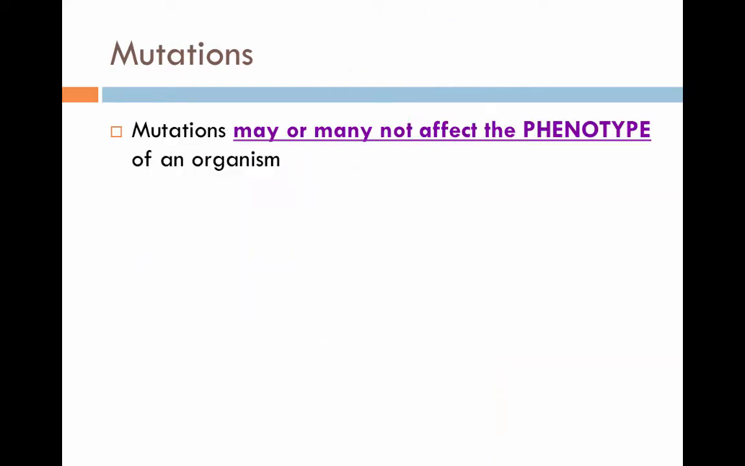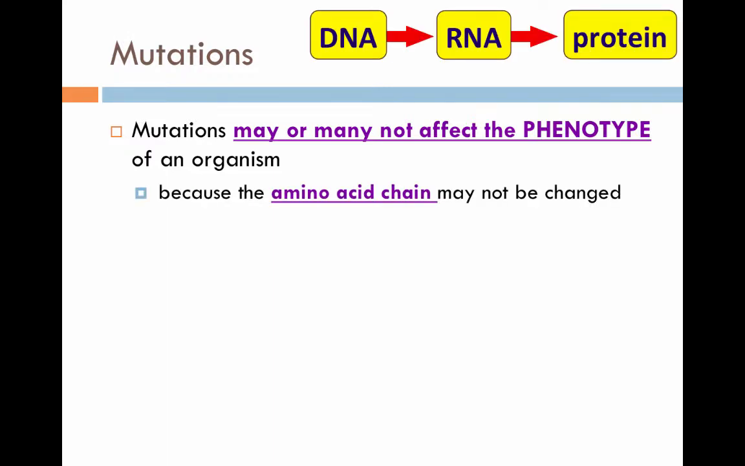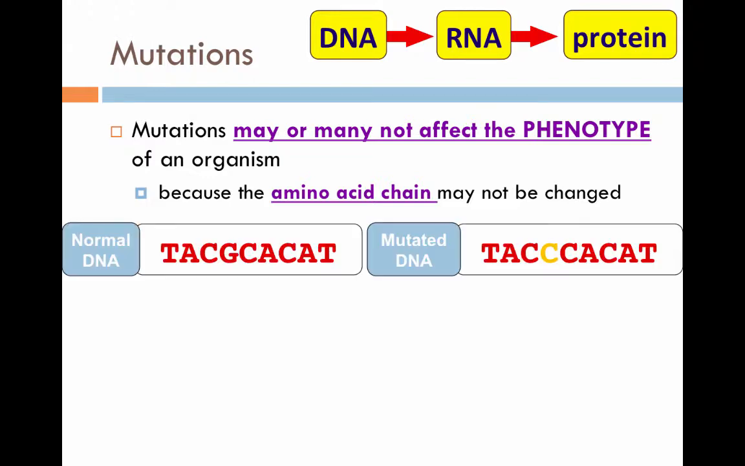Mutations may or may not affect the phenotype of an organism. What this means is that the protein may or may not change as a result of the mutation in the DNA. Let me show you an example. If the normal DNA sequence is TAC, GCA, CAT, but the mutated sequence puts a C in place of a G, notice the difference? How would the protein change?